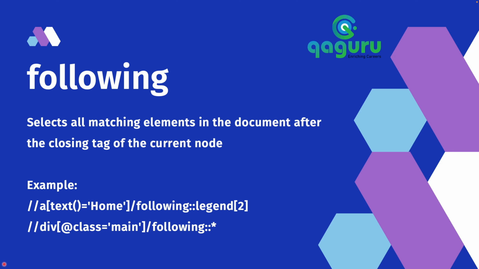Now we will discuss some very important XPath axes. Let's start with following. It selects all matching elements in the HTML document after the closing tag of the current node. Okay, let's try to understand it with an example. Here we have an HTML element with tag A and its text home. We are locating one element here and then defining a relationship from this element to the element that we are interested in.